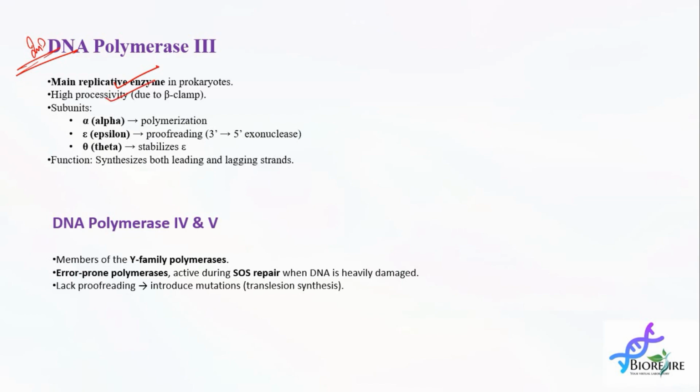Processivity is very high. It will contain the 3 subunits: first is the alpha, epsilon and theta. Alpha is for the polymerization, epsilon is for the proofreading, and theta is for the stabilization. It will also synthesize both the leading strand as well as the lagging strand.